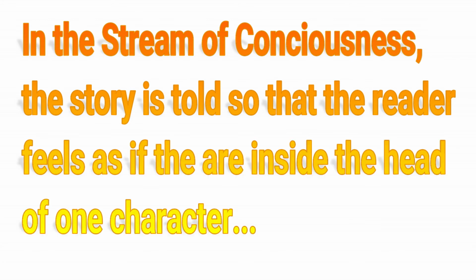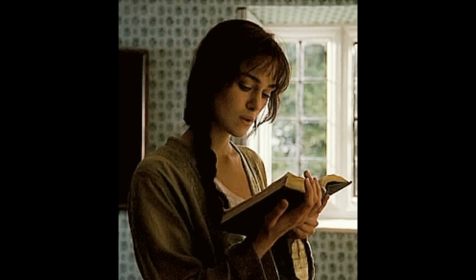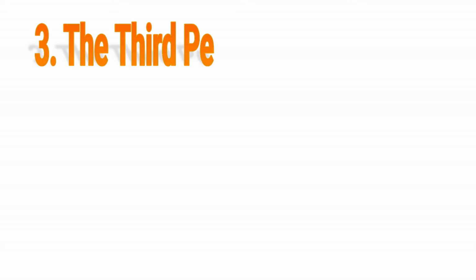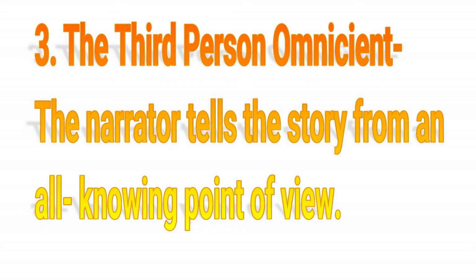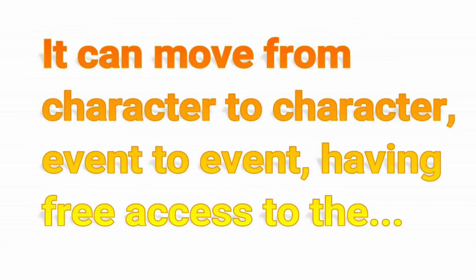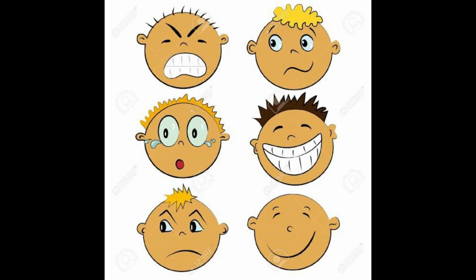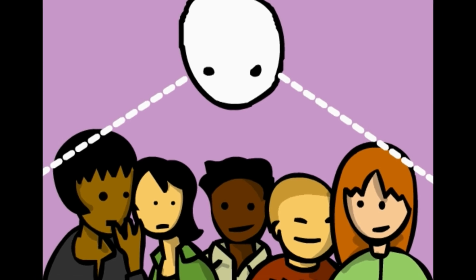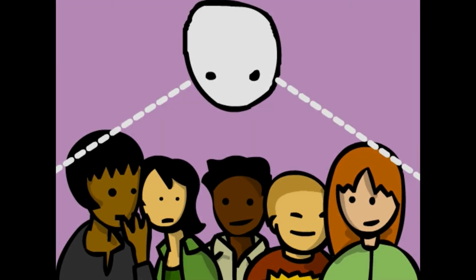While in the stream of consciousness, the story is told so that the reader feels as if they are inside the head of one character and knows all their thoughts and reactions. Lastly, in the third person omniscient, the narrator tells the story from an all-knowing point of view. He can move from character to character, event to event, having free access to the thoughts, feelings, and motivations of his characters, and he introduces information where and when he chooses.